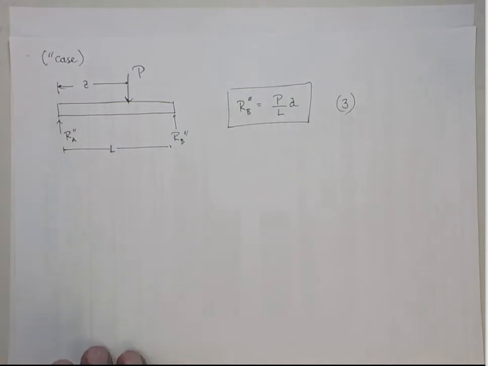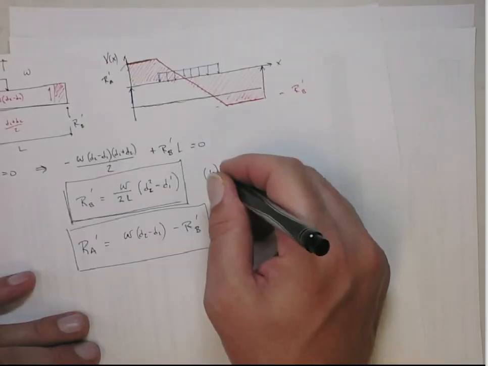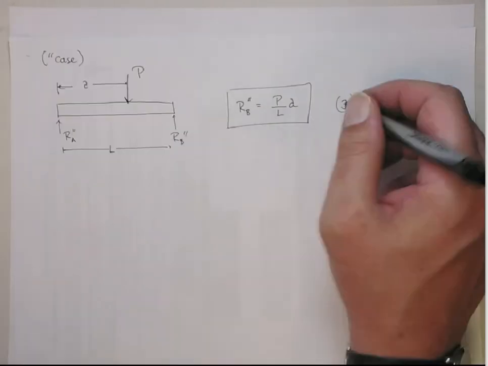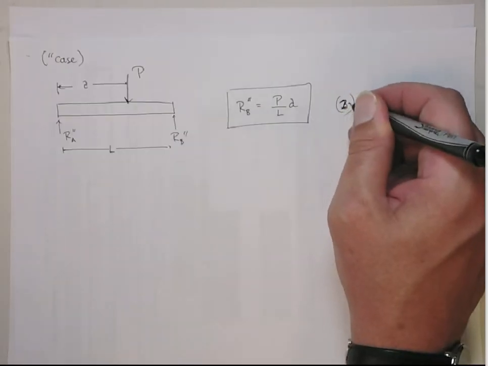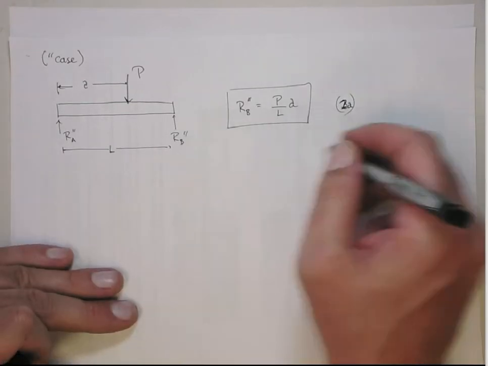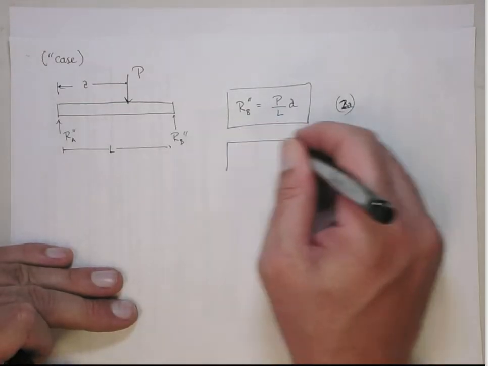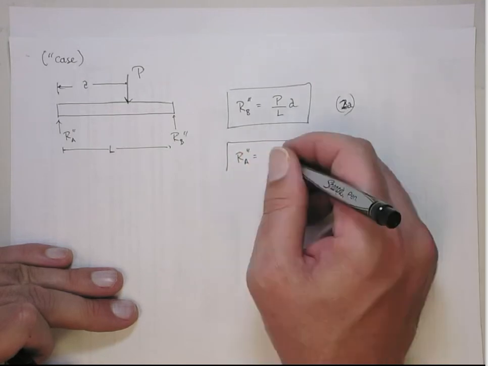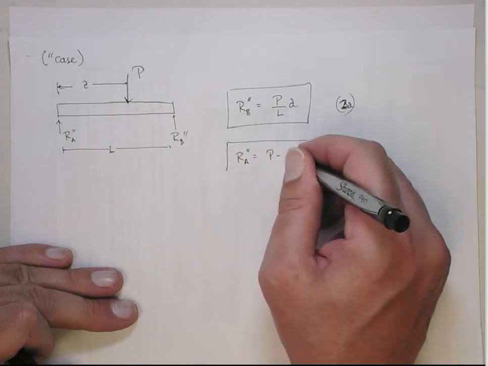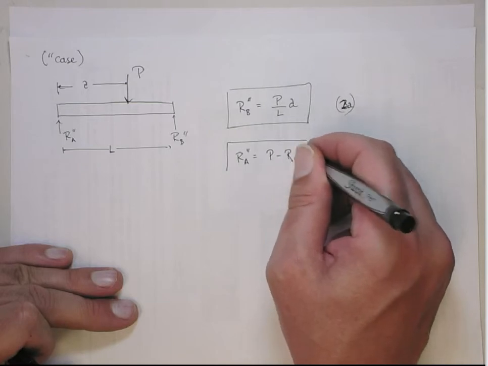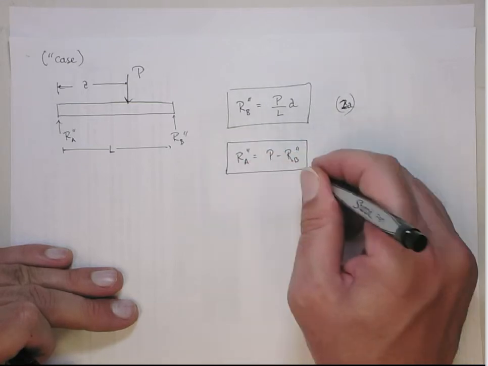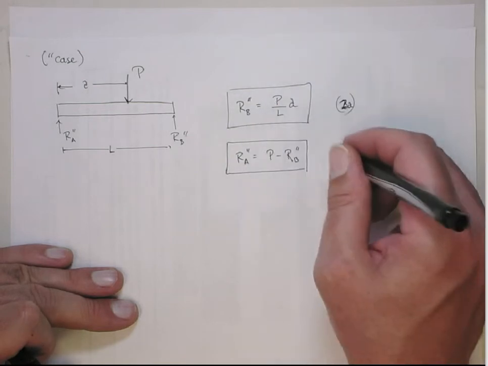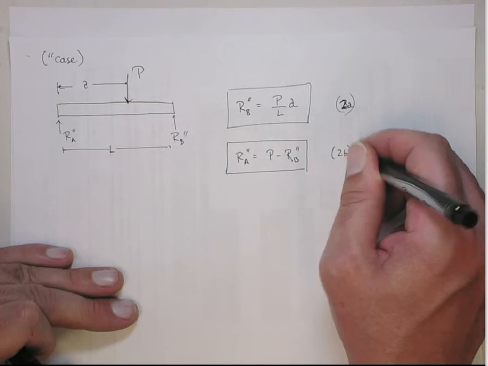Actually, if I were clever, I should call this 1A and 1B. We'll call this 2A. And now 2B is just going to be RA double prime is going to be P minus RB double prime. And again, this is logically well posed because first we compute RB double prime and we can use that in here. Everything is known in this one. All right?